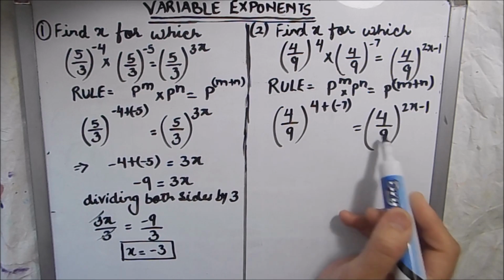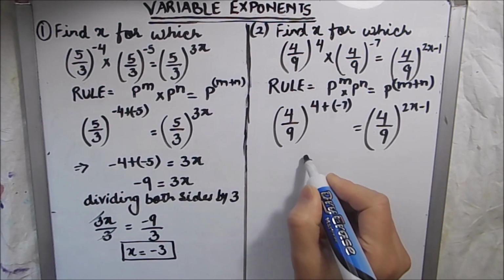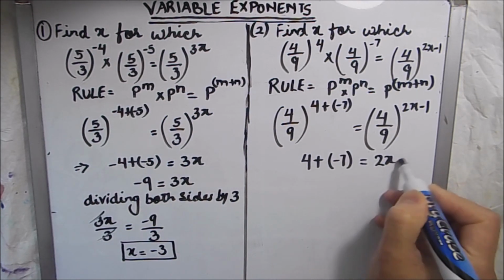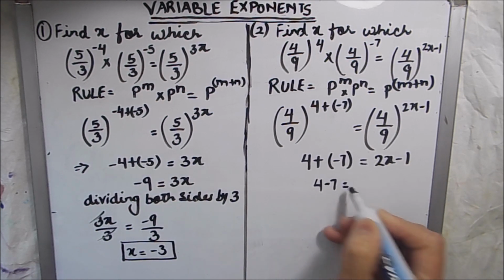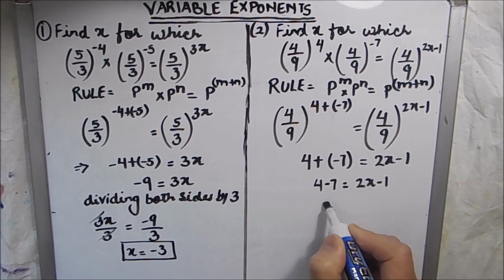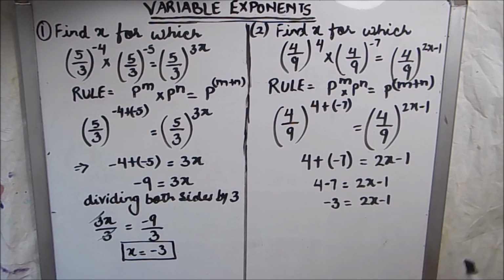Here the bases are the same, so we can equate the powers because there is an equal sign in between. So we'll get 4 plus minus 7 is equal to 2x minus 1, or 4 minus 7 is equal to 2x minus 1. 4 minus 7 is minus 3, is equal to 2x minus 1.